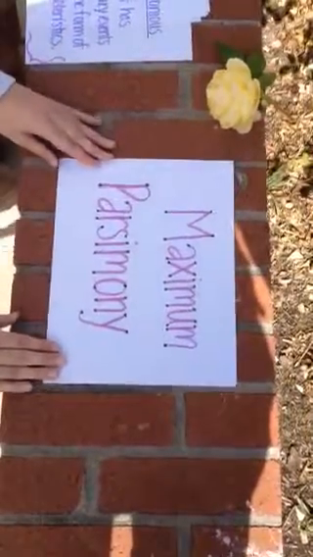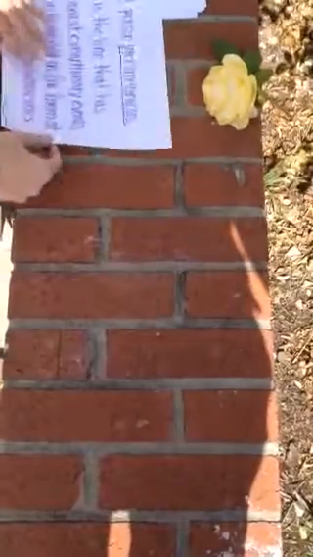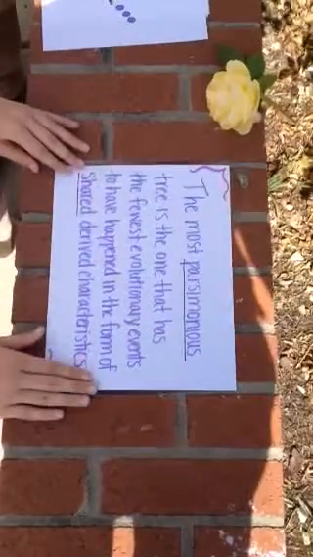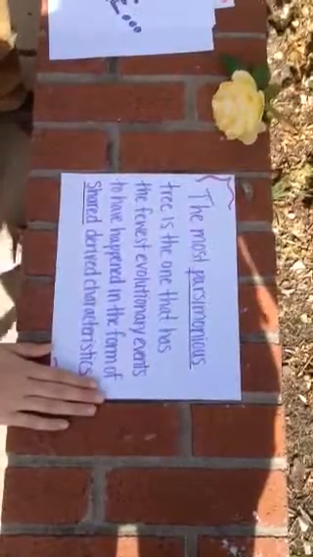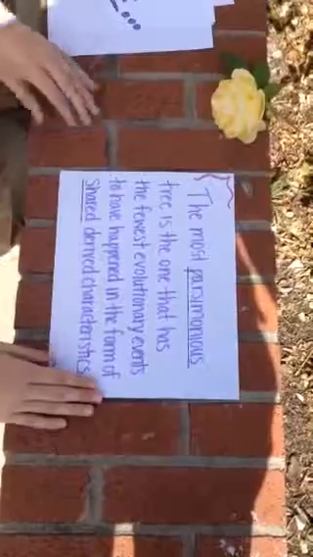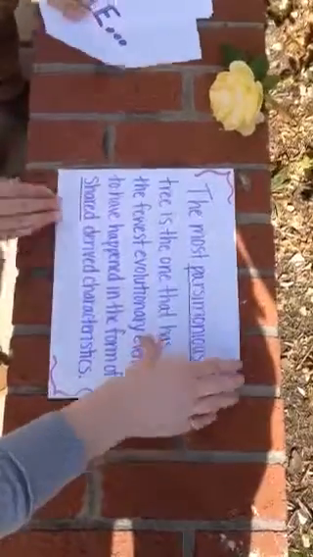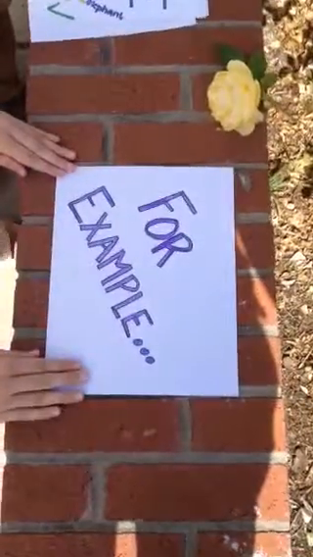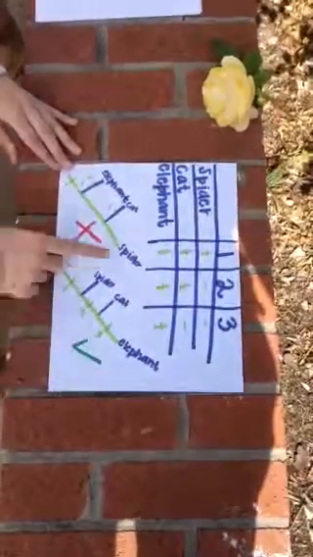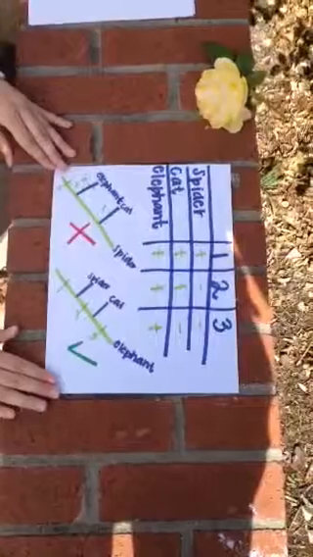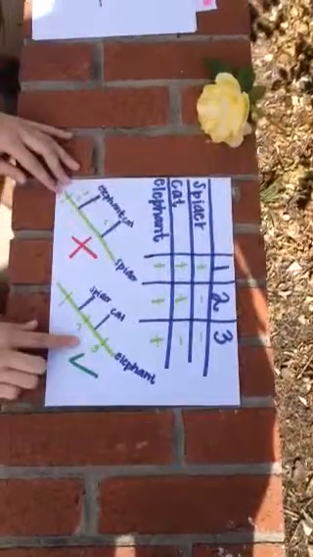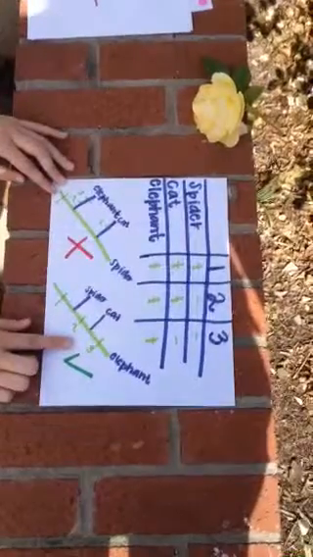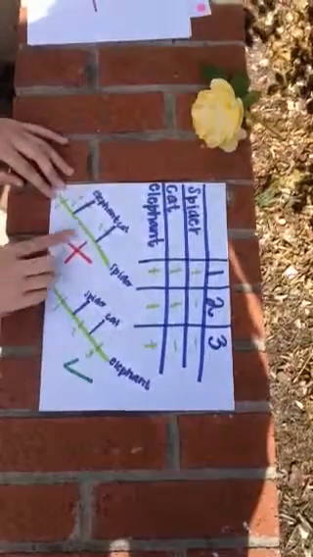Maximum parsimony. The most parsimonious tree is the one that has the fewest evolutionary events to have happened in the form of shared derived characteristics. For example, this is a character chart. It tells us what traits the species have. The second tree is parsimonious because there are fewer evolutionary events than the first tree.